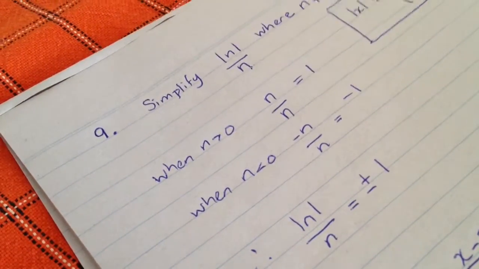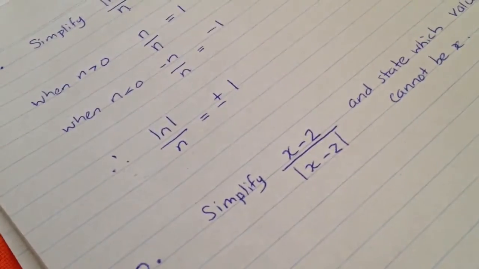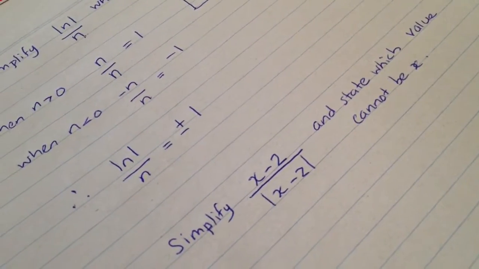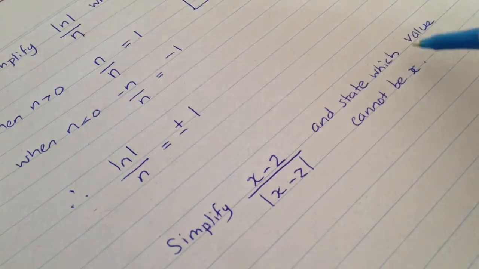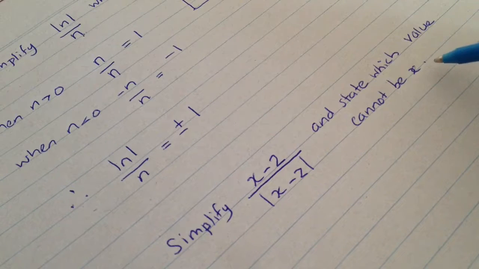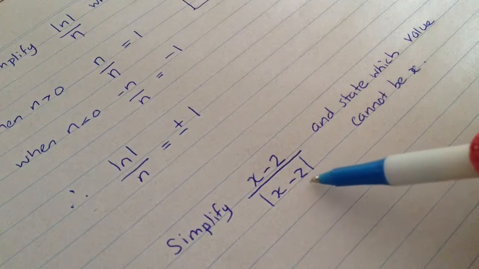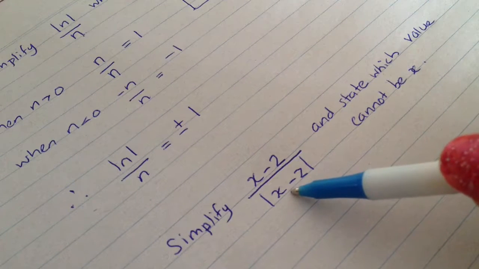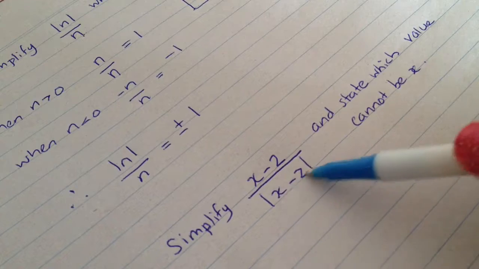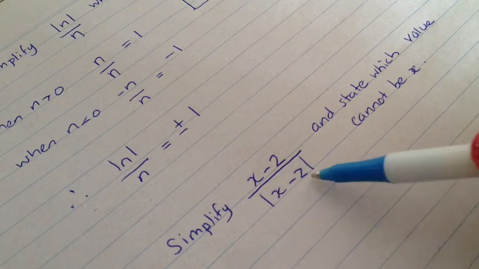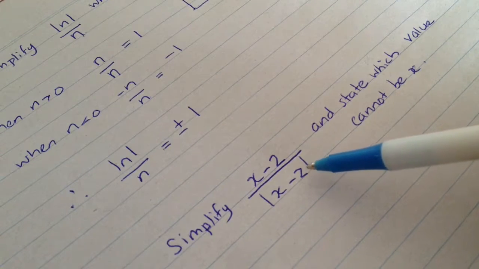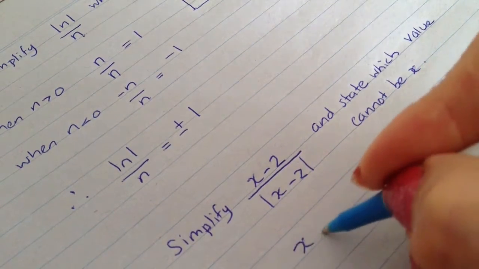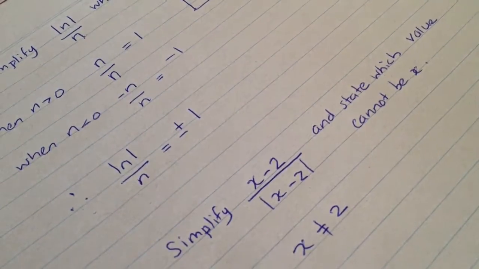Okay, now let's do number 10. Number 10 says simplify x minus 2 over the absolute value of x minus 2 and state which value cannot be x. Again, we use the definition. Now, I could already state which value won't be x, and yes, you guessed it, it's x equals 2, because if you put 2 into the denominator, you're going to get 0. Absolute value of 0 is 0. Anything divided by 0 is undefined. Okay? So x cannot equal 2. We can write that at the beginning.